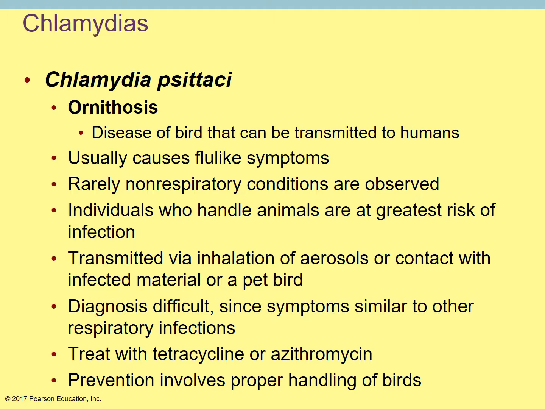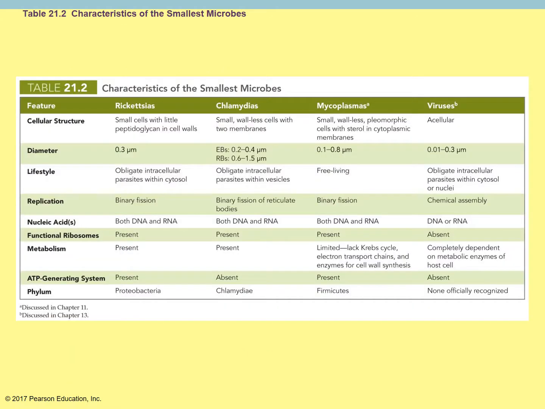Chlamydias can cause ornithosis, which is a disease in birds that can be transmitted to humans. Typically, it will cause flu-like symptoms. People who are going to be at higher risk for this would be those individuals handling animals, especially birds. If you're handling birds from a professional standpoint or a pet bird, be careful, be able to recognize symptoms in the birds, and use proper handling to prevent infection in you. So this table is a summary of the Rickettsias, Chlamydias, Mycoplasma, and viruses, showing the different features, comparing and contrasting them.